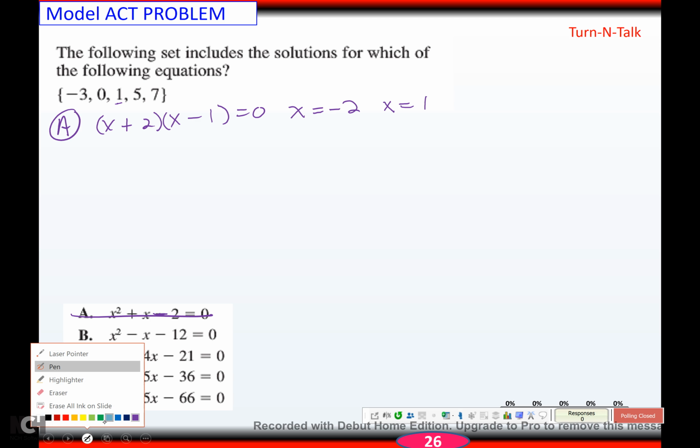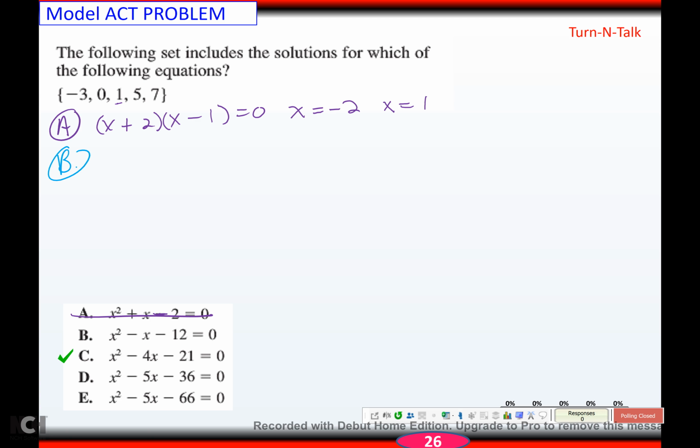For B, if I factor this, I need factors of 12 that make 1, which would be 3 and 4. C is negative, so they have to be different, and only the bigger one gets the middle sign, so 4 is the minus, 3 is the positive, which if I set those to 0 and solved would give me x equals negative 3 and x equals positive 4. Well, negative 3 is in there, but positive 4 isn't, so B is out.